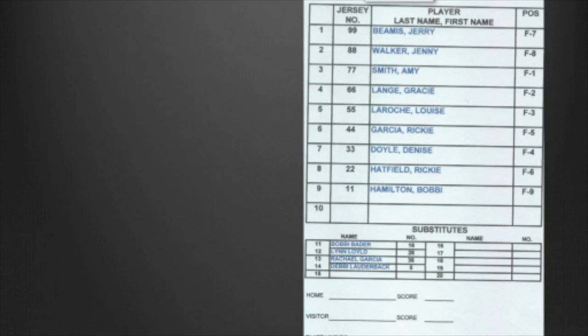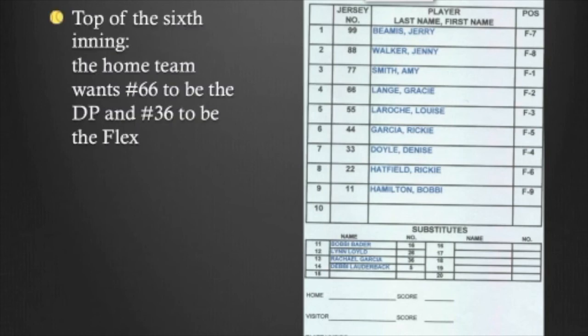Okay, so now that you have the visiting team's lineup, this is the other lineup which you haven't seen yet. The other coach comes out to you with this lineup in the 6th inning and says, Blue, I want number 66 to be my DP and number 36 to be my flex.